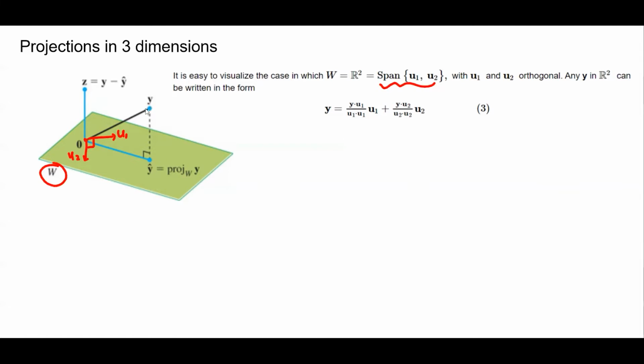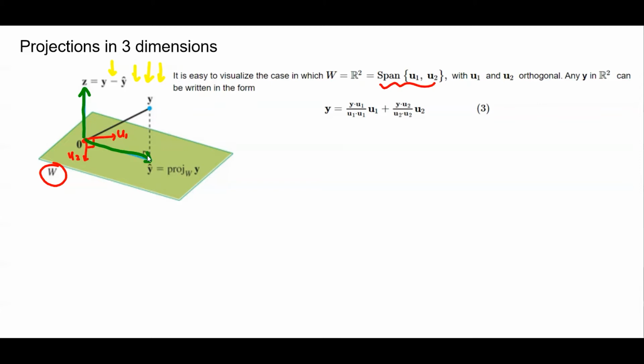And if we have this vector y, all these vectors are coming out of the origin here. Y is not on the plane. And again, if we shine the light source down perpendicular to the plane, y will create a shadow, and the shadow is y hat. And we also have a perpendicular vector z. It's going to work the same way that it did in 2 dimensions. Y hat plus z is going to equal y.